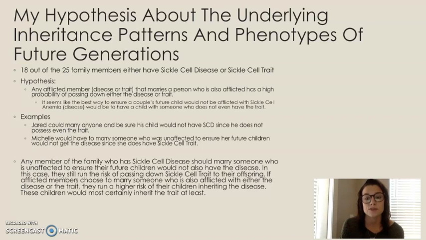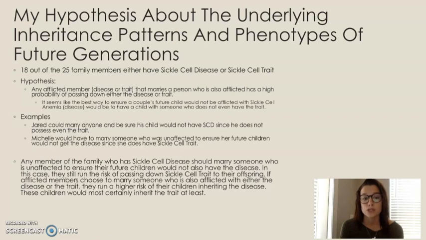So here are two examples from my pedigree. Jared could marry anyone and ensure that his child would not have sickle cell disease, since he doesn't even possess the trait. However, Michelle would have to marry someone who is unaffected to ensure her children would not get the disease, since she does have sickle cell trait. Any member of the family who has sickle cell disease should marry someone who is unaffected to ensure their future children would not also have the disease. In this case, they still run the risk of passing down sickle cell trait to their offspring.